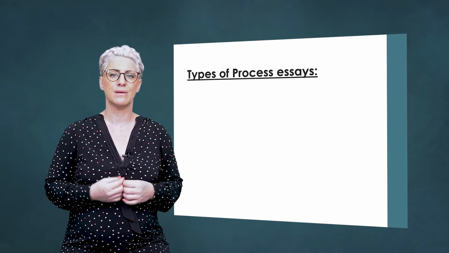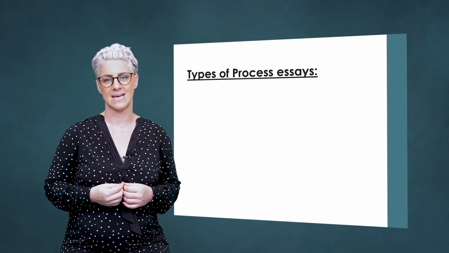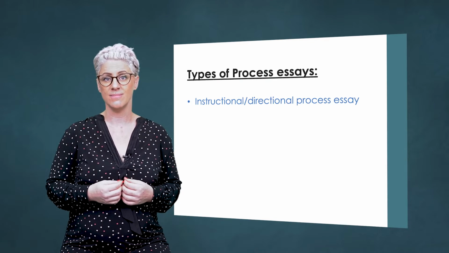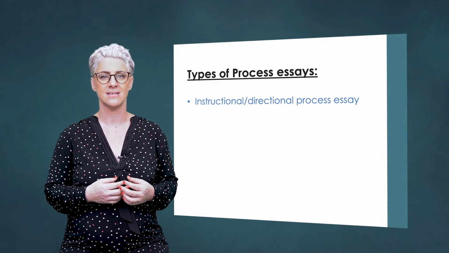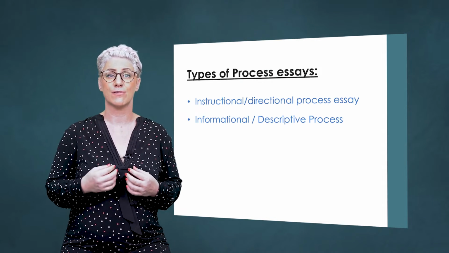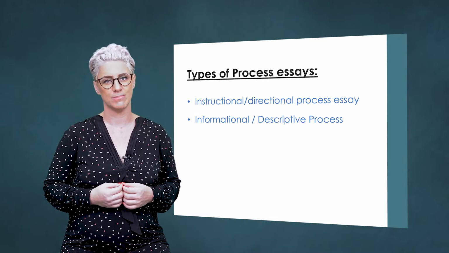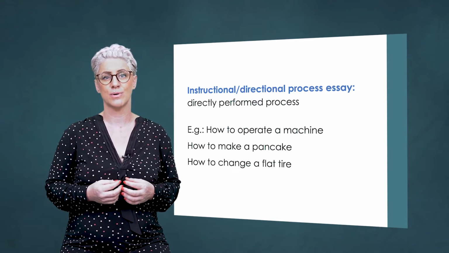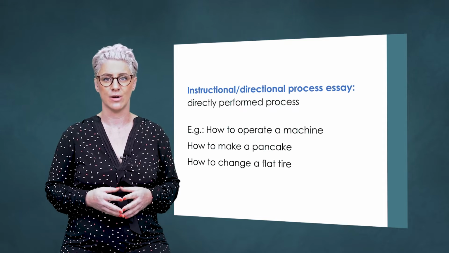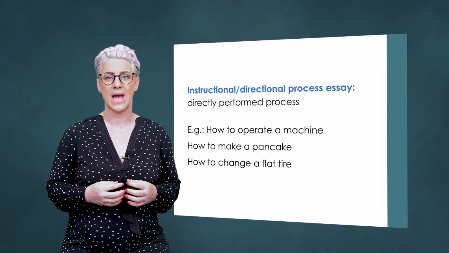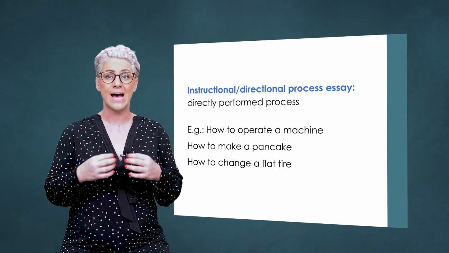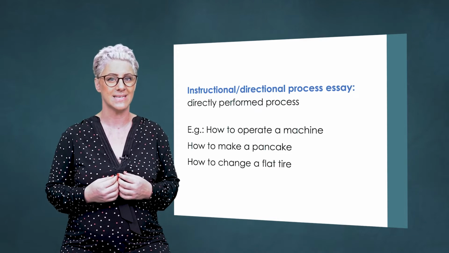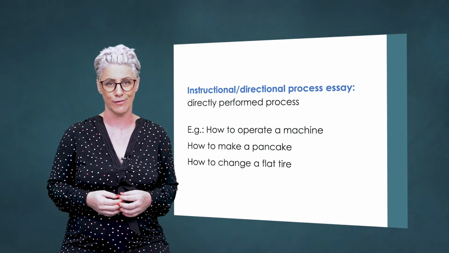So as I mentioned before, there are two main types of process essays. One is the instructional or directional process, and the other is the informational or descriptive process. In instructional process essays, the process can be directly performed. In this kind, you have to explain to the reader how to accomplish the task or how to do or make something that can be directly performed.